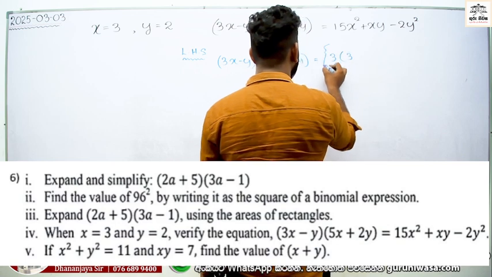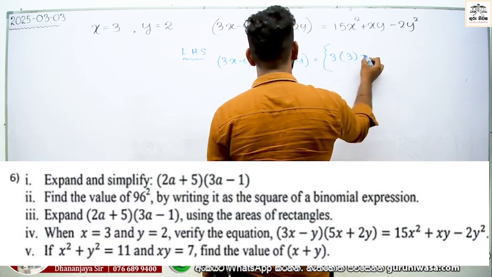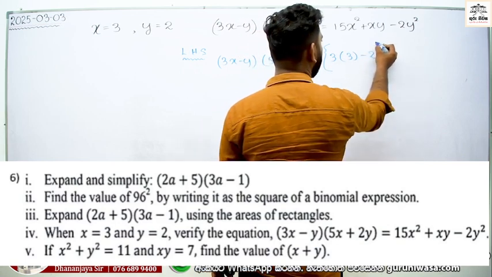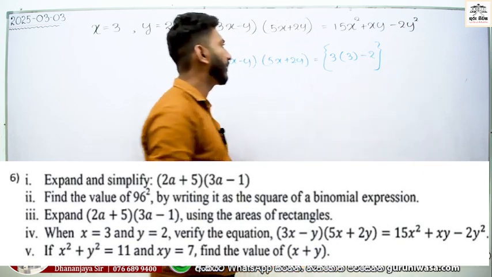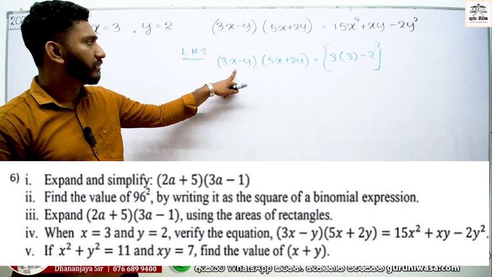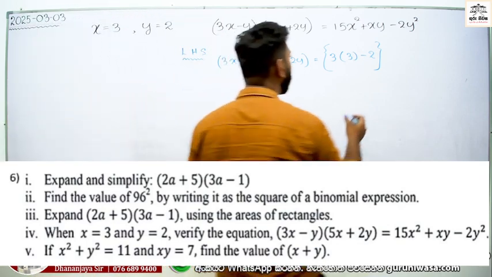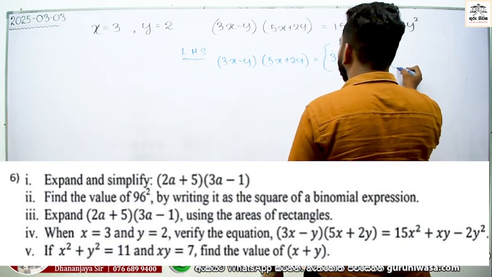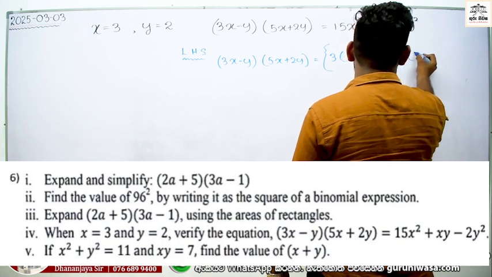Right? Minus y becomes 2. This is the first bracket, 3 times x minus y. And open the curly bracket again. 5 times x means 3.